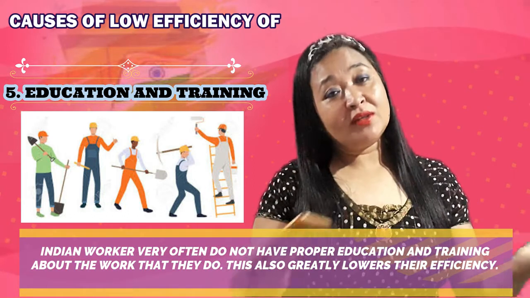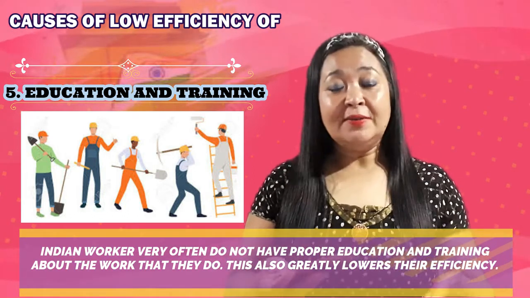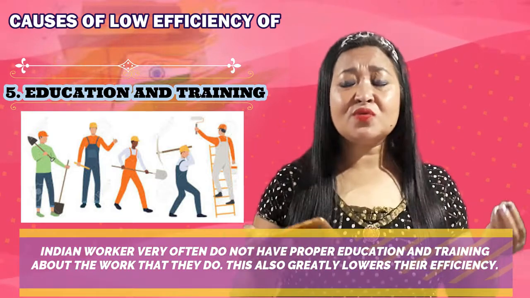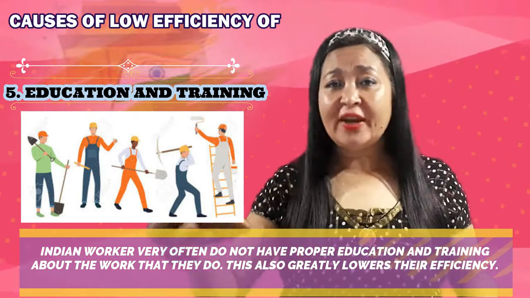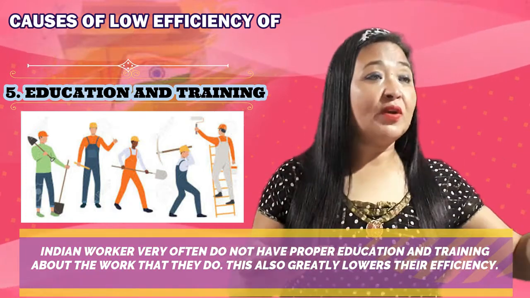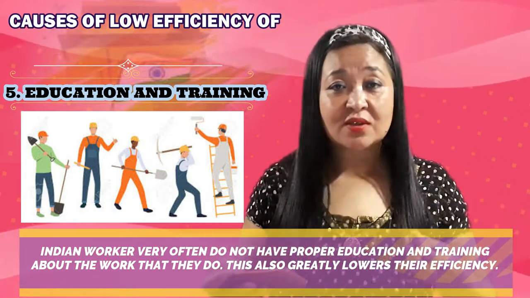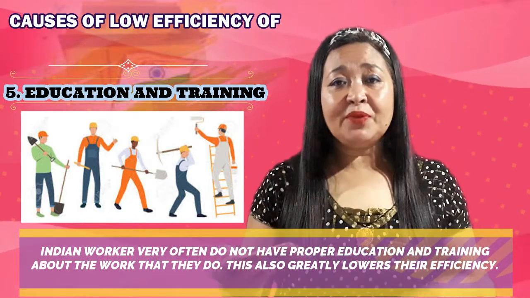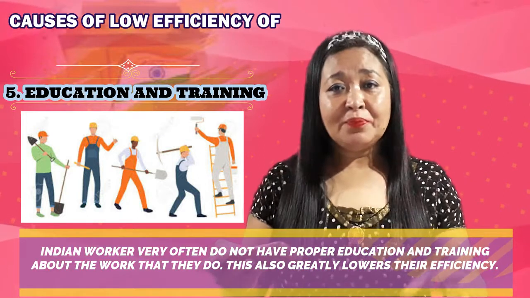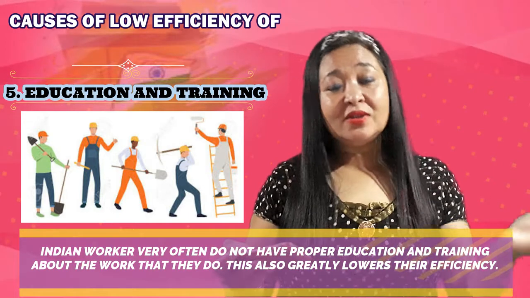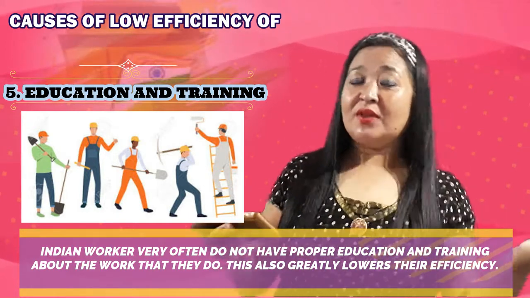And in India, producers also don't give much importance to workers who are educated and trained. They give a lot of importance to workers who are ready to work for low wages. So they don't give importance to education and training. They give importance to what? To cheap workers. So that way also, the workers are ready to work.